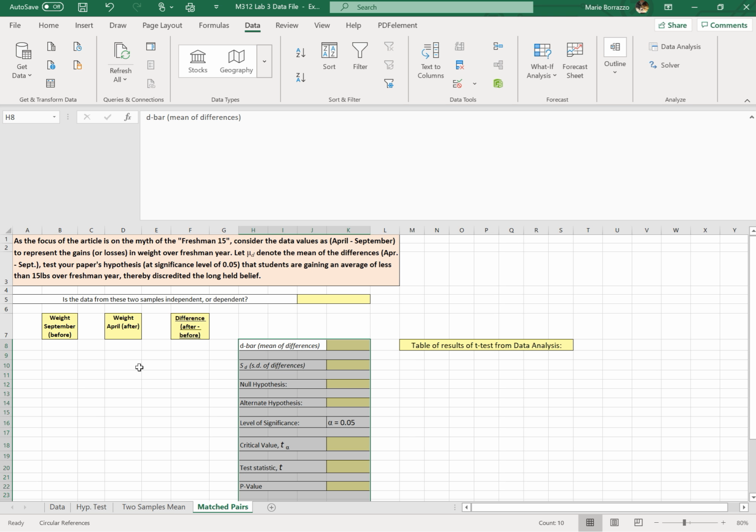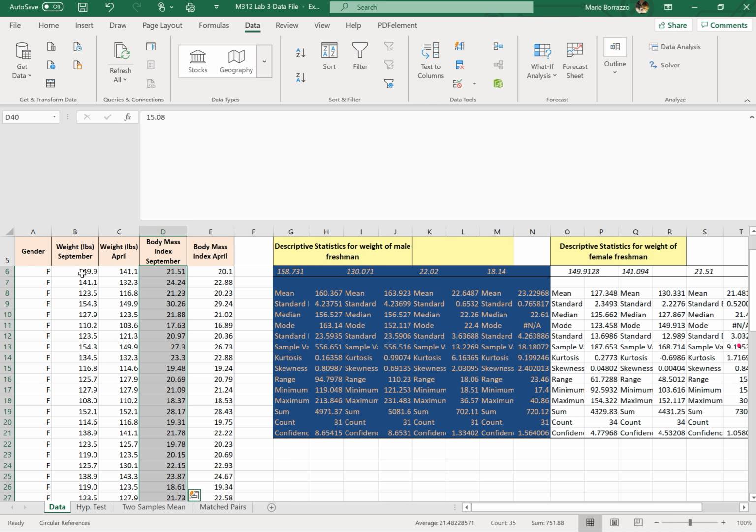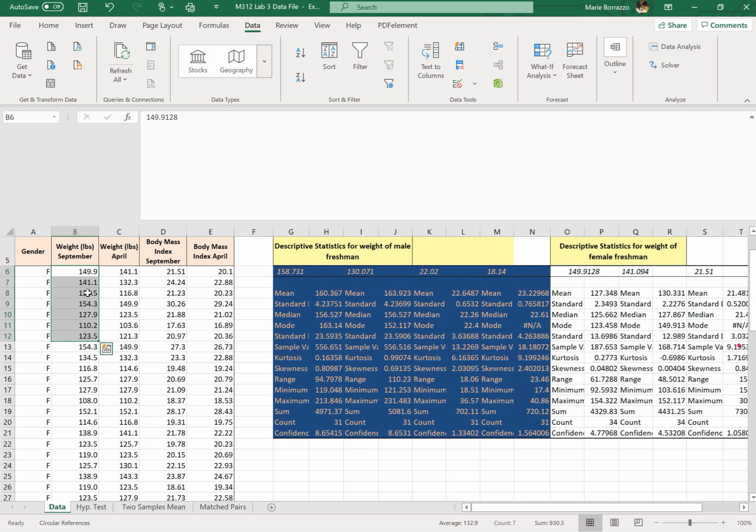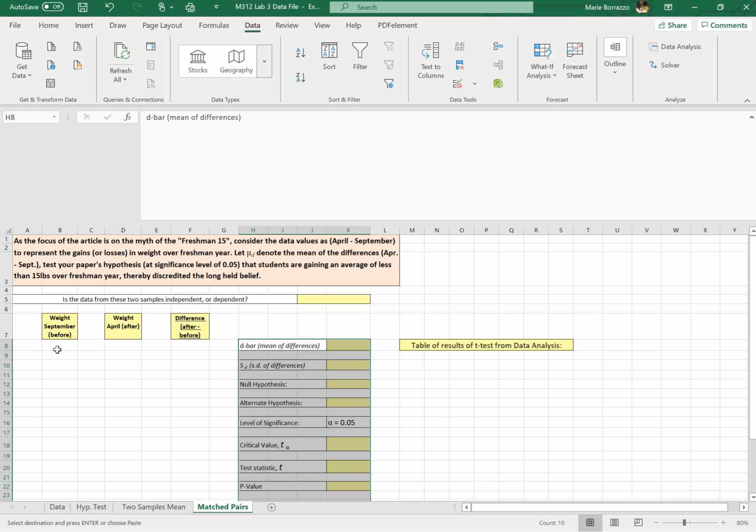belief. So when you go to your data, this is a matched pair because we're going to take all of the female data, and they were looking at just September, specifically the weight. Okay, so yes, I'm going to go back here, and we're looking at just the weight of September. So we're going to basically grab this column, control copy, and we're going to come over here, and I'm just going to throw it in here. This is the September weight.